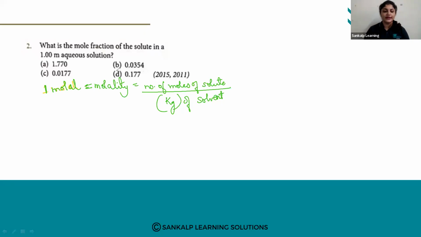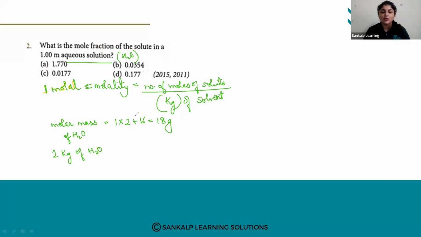Okay, so this is molality. Now, what is the molar mass? Molar mass of water. Aqueous solution means what? Water. Now, what is the molar mass of water? Hydrogen is 1 into 2 plus oxygen is 16. So it is 18 grams. So molar mass of water is 18 gram. Now 1 kg of water.